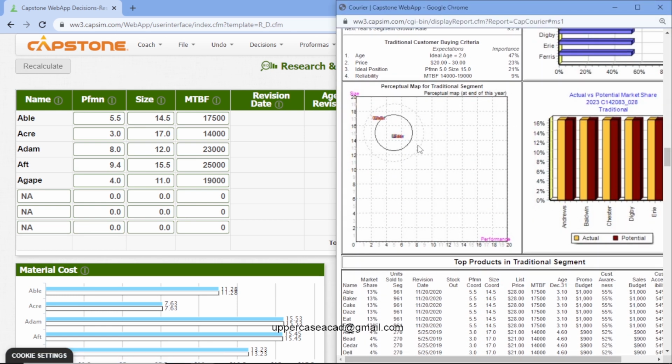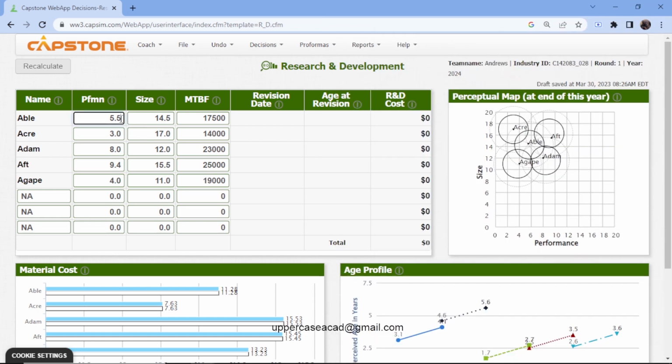So our first product is Able, and it is in the traditional market segment. If you look at the traditional customer buying criteria, age is more important with an importance of 47%, price 23%, ideal position is 21%, reliability is 9%. So we make decisions with the Able. I'll say let me give it a performance of 6.0 and a size of 14.0. I'll not change my mean time before failure, commonly known as the MTBF.